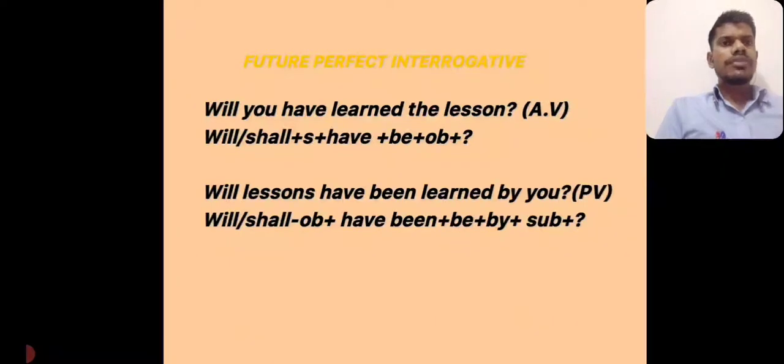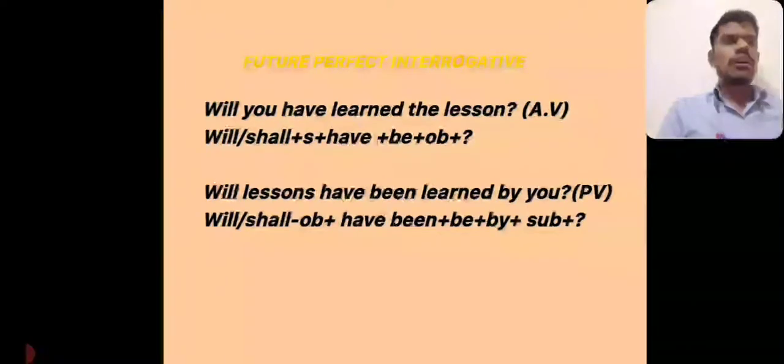Next one is the future perfect interrogative. Structure, you can see: will or shall plus subject plus have plus V3. It is not V, it is V3, a typing error. V3, that is the past participle, followed by the object plus the interrogative, that is the question mark.